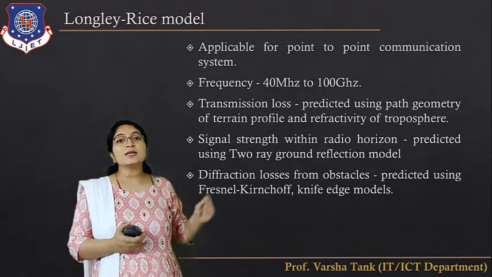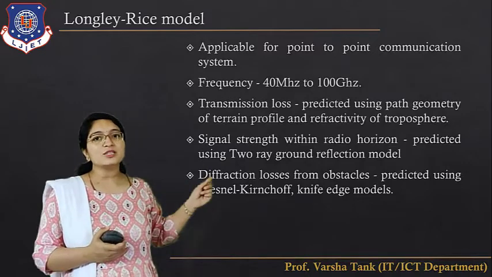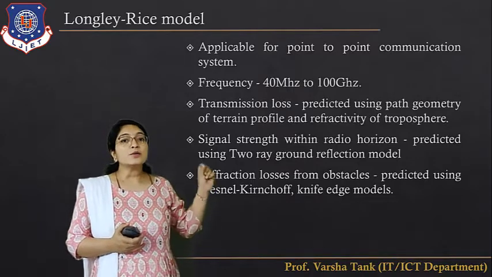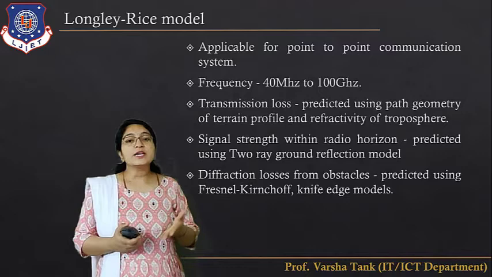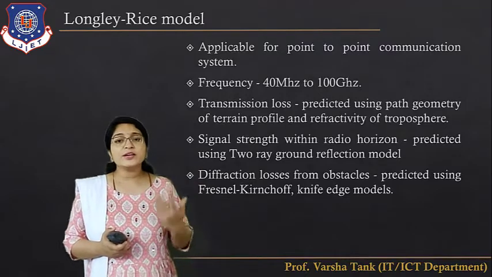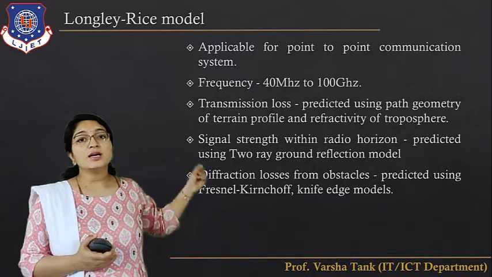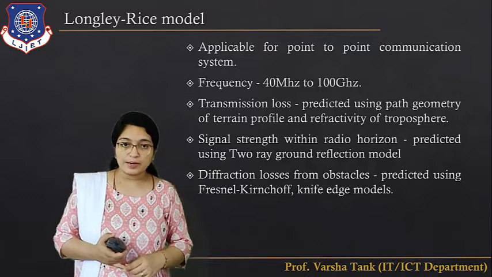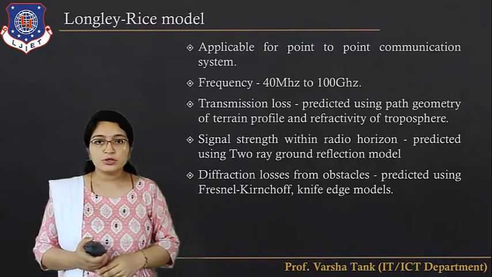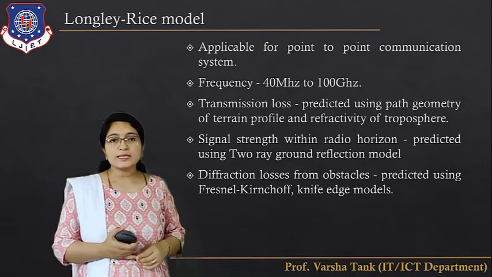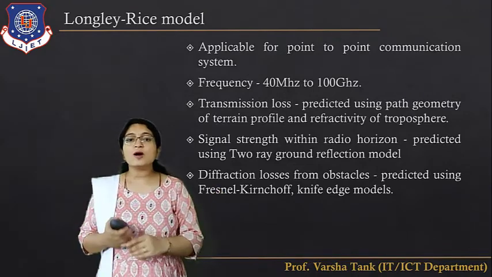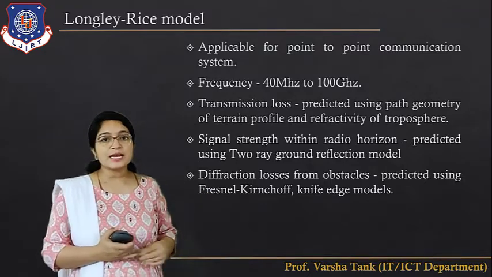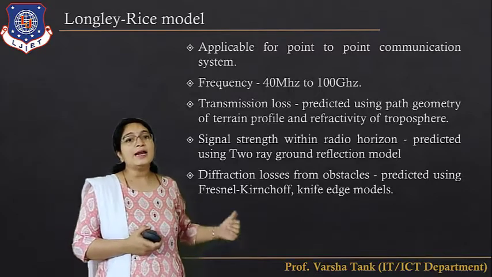Then the transmission loss can be predicted using the path geometry of the terrain profile and the refractivity of the troposphere. The path geometry of the obstacle that we are considering, whether it is a mountain, a building, or a tree, and the refractivity of the troposphere, that is, how much of the signal will be reflected from the troposphere. Based on that, we can calculate the transmission loss. Then the signal strength within the radio horizon can be predicted using the two-ray ground reflection model that we have already learned. Then diffraction losses from obstacles can be predicted using the Fresnel-Kirchhoff and knife-edge models.